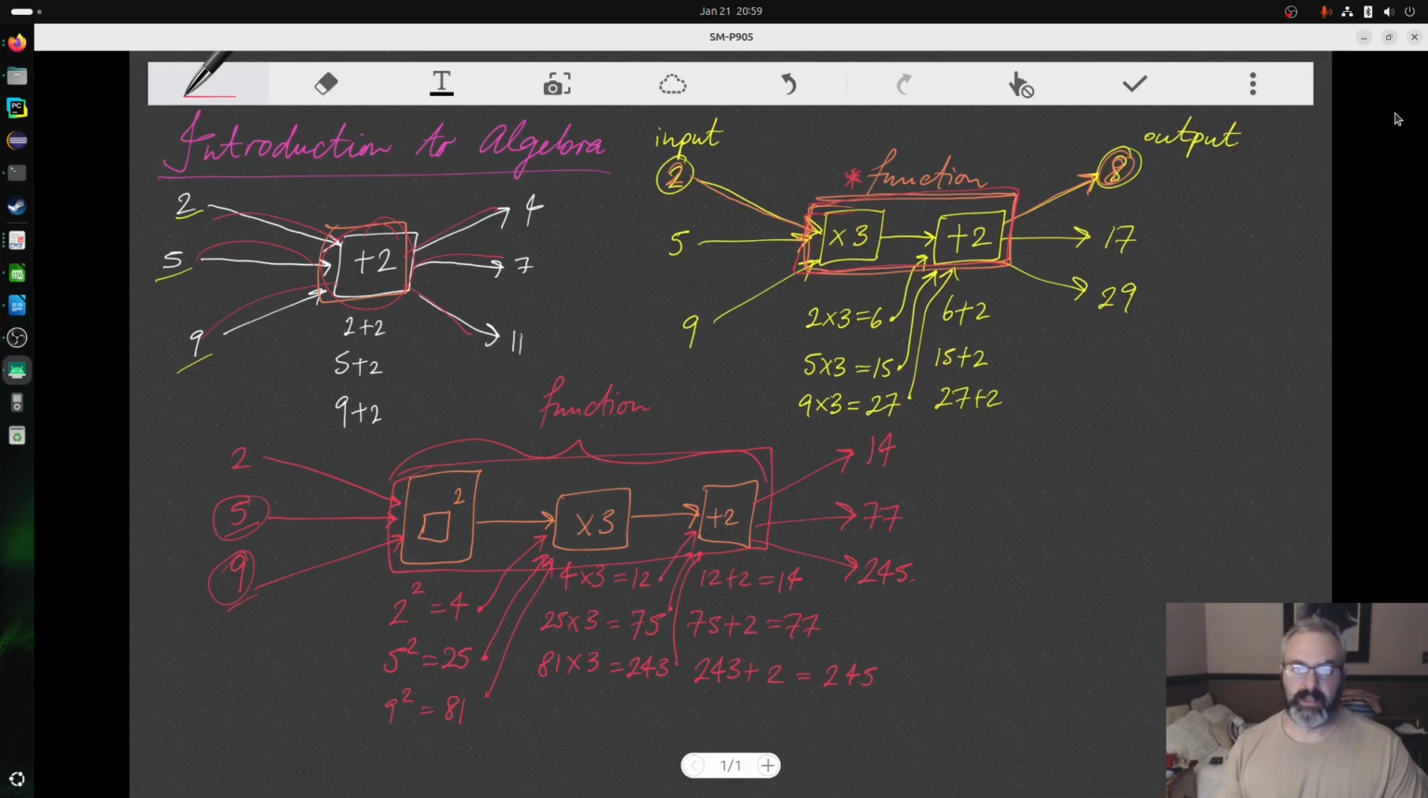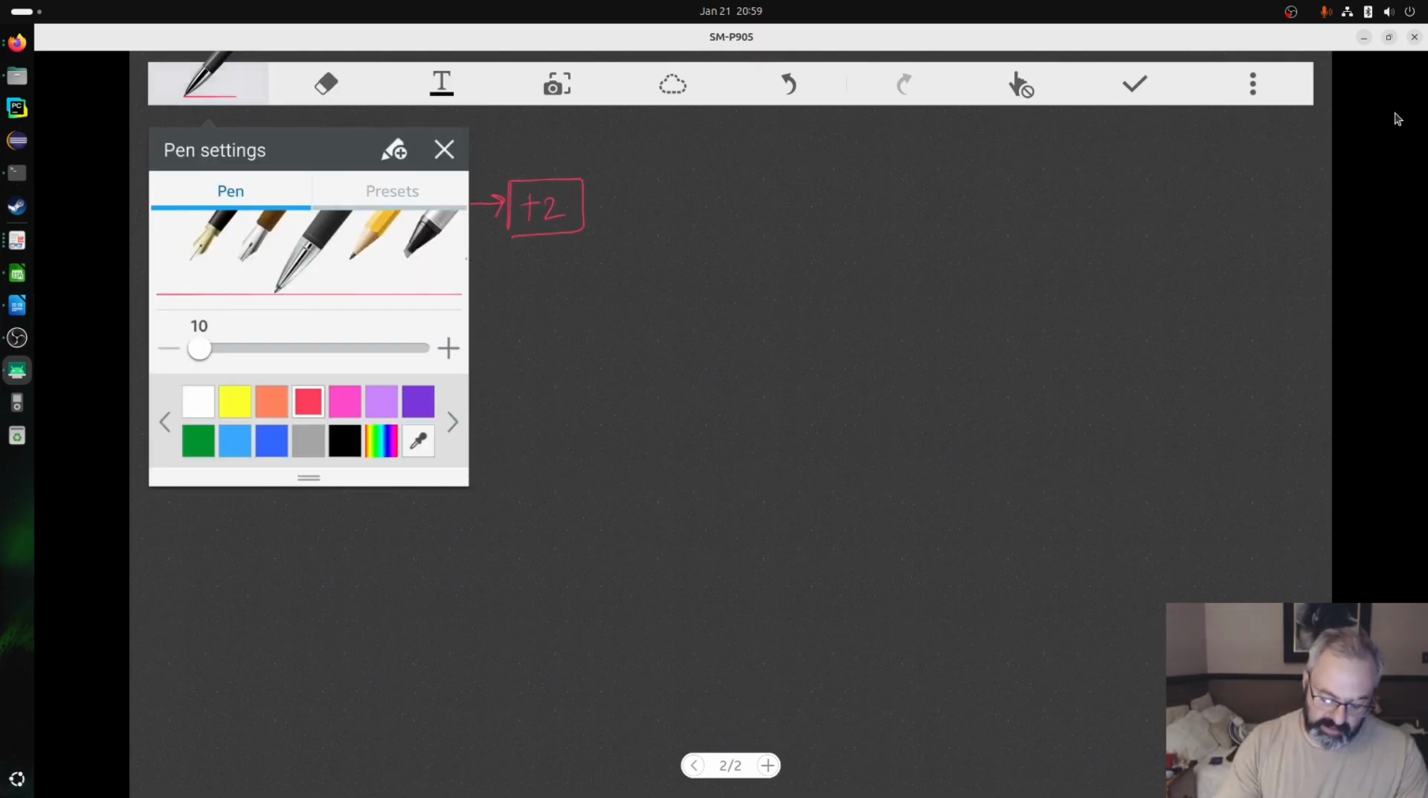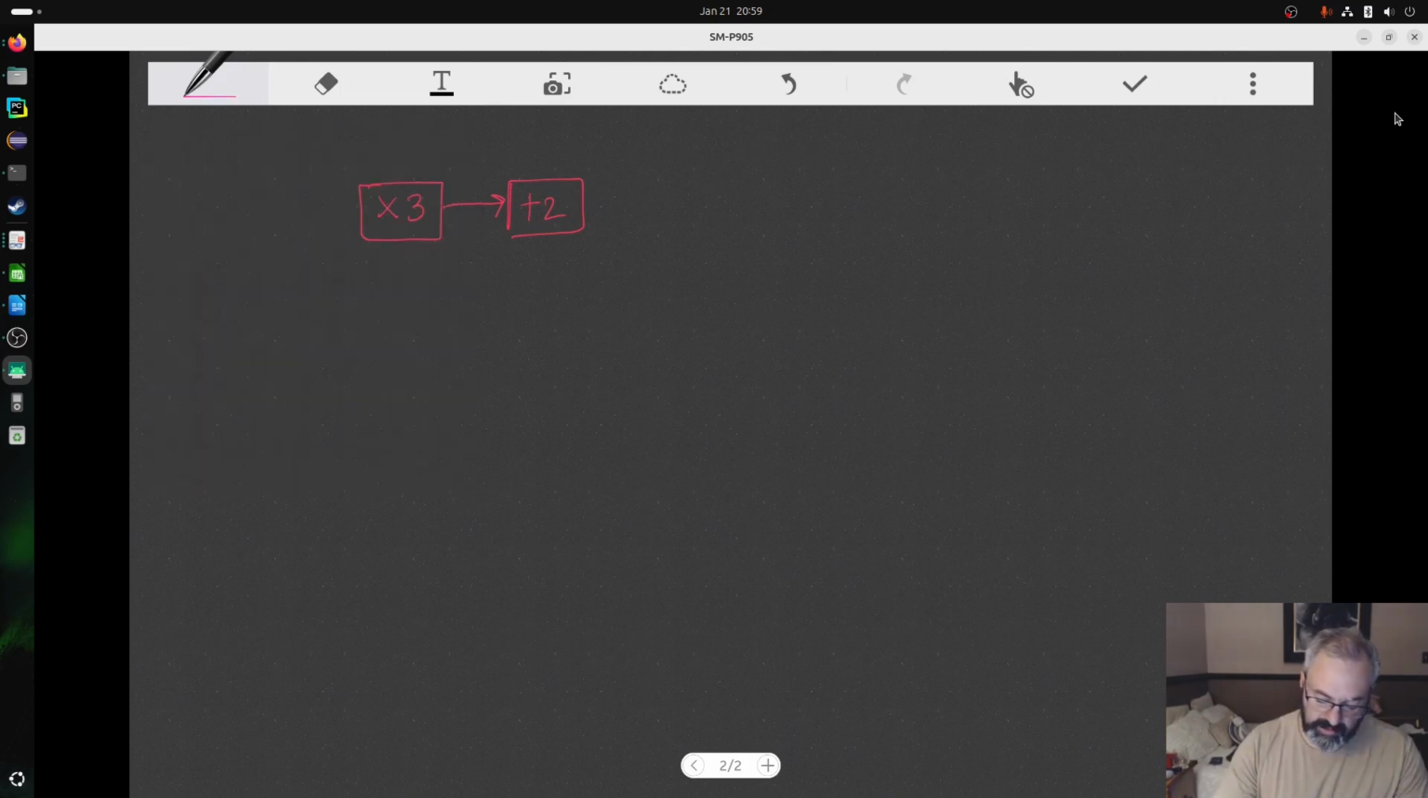All right, now let's move on. Let's get to the real algebra stuff. Let's begin with our second example. Let's have multiplied by 3 again as the first calculation, and then we'll have plus 2 again as the second calculation. All right, so this will be my mathematical function. This block here is going to be my function.